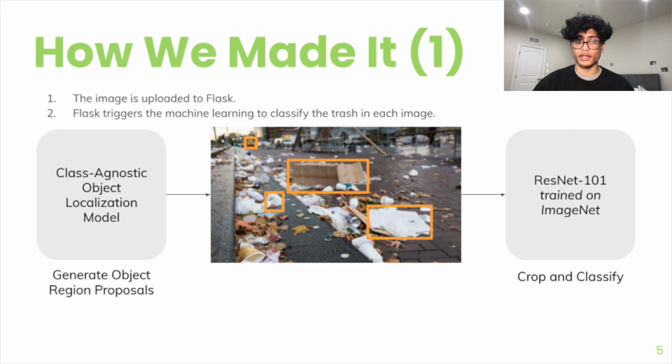First, the image is sent to the generic object detector. This is blind to the type of object it detects. It simply chooses bounding boxes for regions that are likely to belong to the same object. Then, those bounding boxes are cropped and classified using the ResNet 101.